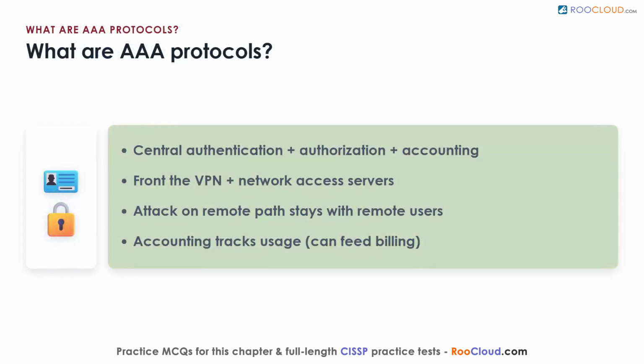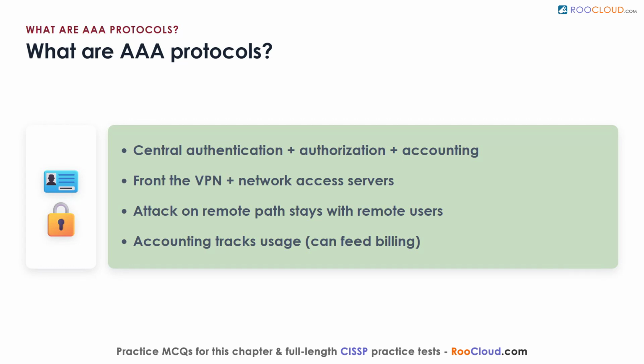What are authentication, authorization, and accounting protocols, and why do they matter? These are protocols that provide those 3 services from one central point. They sit in front of remote access systems, like virtual private networks and other network access servers, and give one shared place to verify and record every connection. That central design also isolates risk. If someone attacks the remote access path, the damage stays with remote users and does not automatically reach internal accounts. Authentication confirms valid credentials.